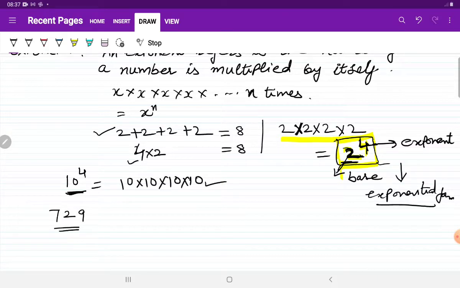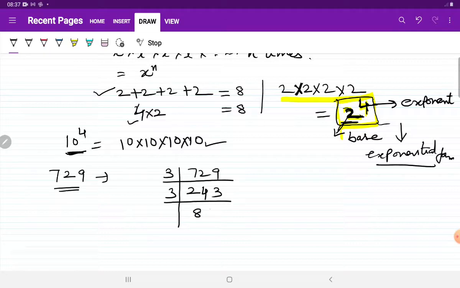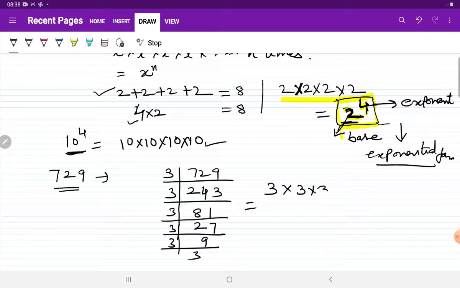I have to write it in the exponential form. So how will I write it? For that, first I have to take the LCM of 729. I will divide by 3: 3 2s are 6, 3 4s are 12, 3 3s are 9. Again it will be divisible by 3, 3 8s are 24, 3 1s are 3. Again divisible by 3, 3 2s are 6, 3 7s are 21. Then 3 9s are 27, then 3 3s are 9. So what I got, how many times 3 is coming? 1, 2, 3, 4, 5, 6. So 3 into 3 into 3 into 3 into 3 into 3.